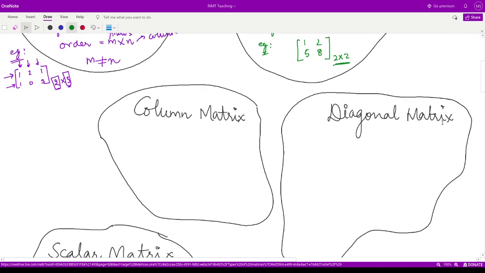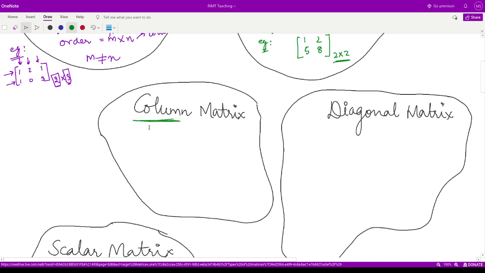In a similar manner, we can also define the column matrix. The example for a column matrix is that it could have just one column, right? And it could have many rows. For example, 5, 4, 0, 1, 2. In this case, you see we only have one column, and the number of rows is 1, 2, 3, 4, and 5. So 5 cross 1 is the order. 5 is the number of rows and 1 is the number of columns. So this is the column matrix.